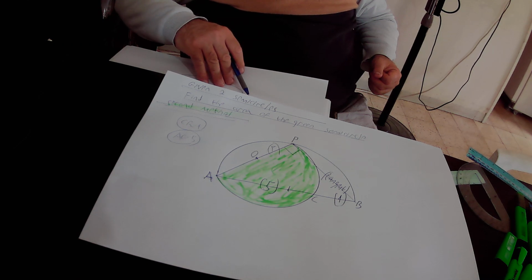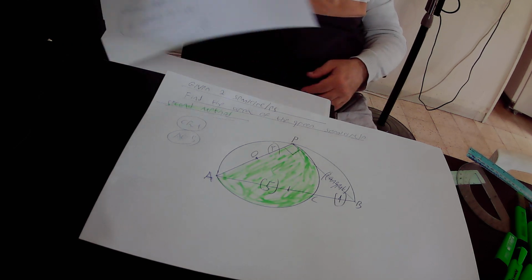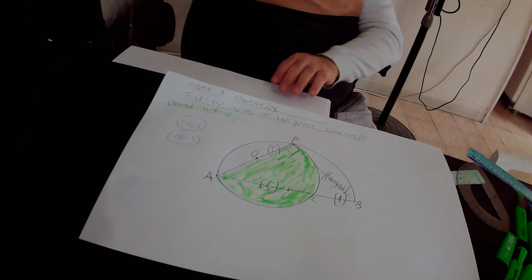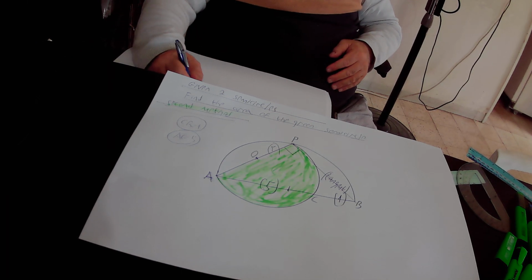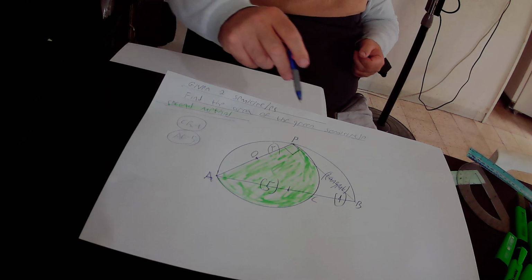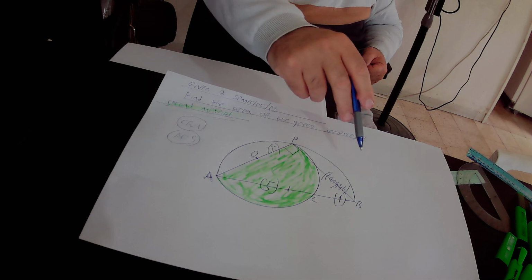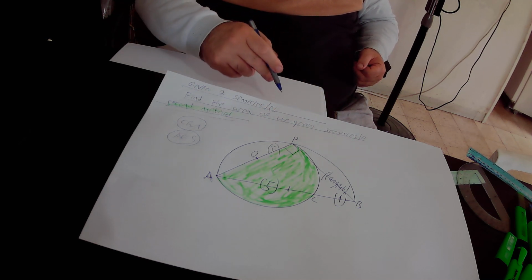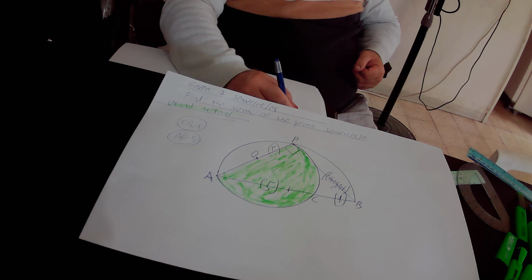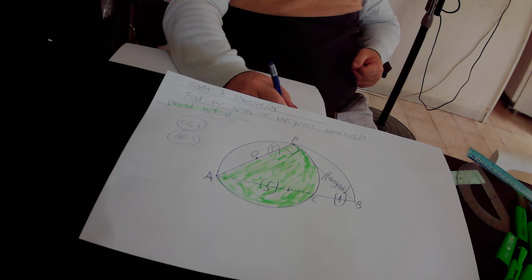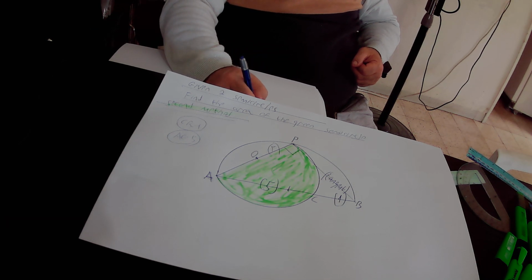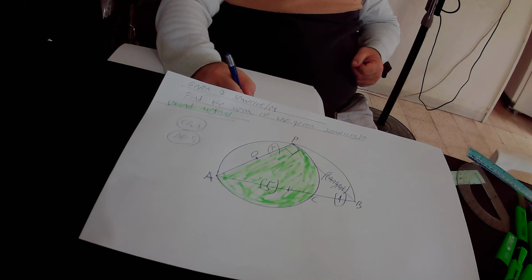According to rule 10, BP square equals BC times BA. Again, BP square equals BC times BA. So I write it now. BP square equals BC times BA.